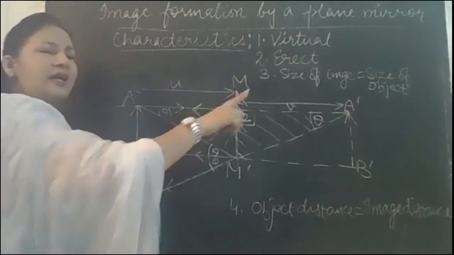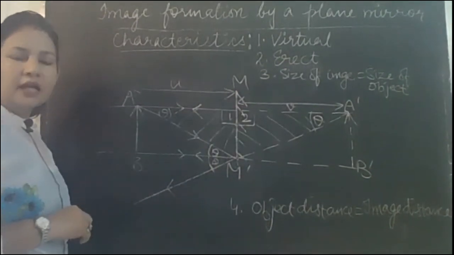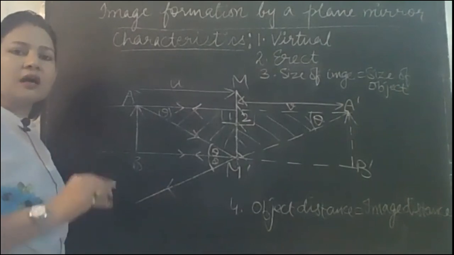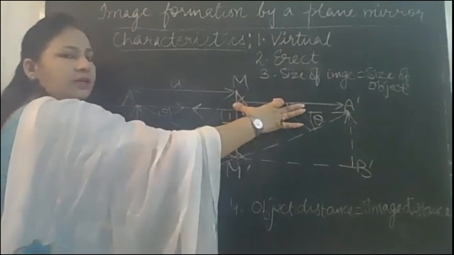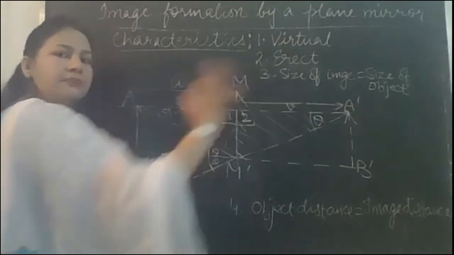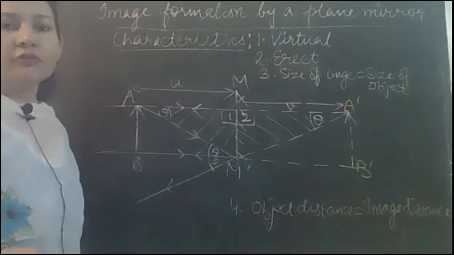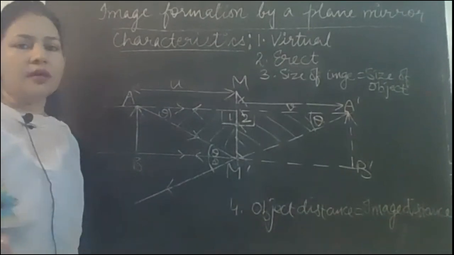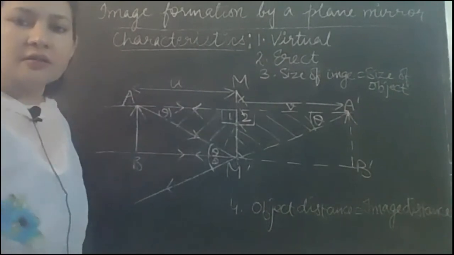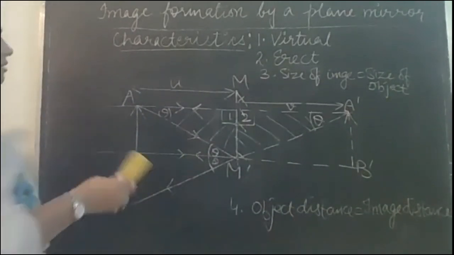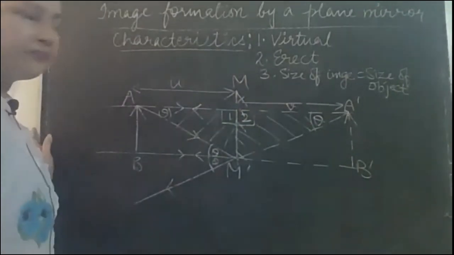So these two triangles are congruent. So this side AM is equal to A dash M. So U is equal to V. This is how we can prove that object distance is equal to image distance. Fine, is that clear, students? Right? So if you want, I can write this here. Let me write this explanation.